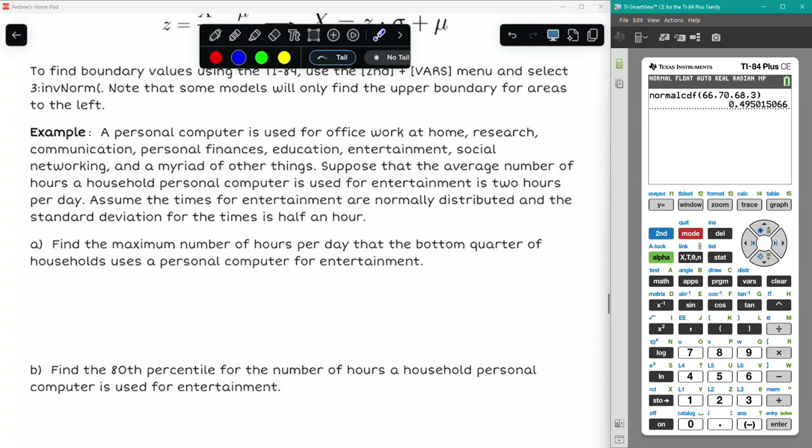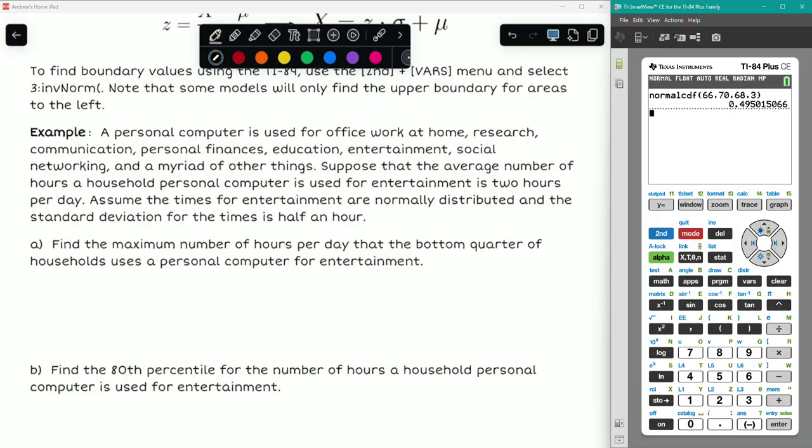So for this example, it says a personal computer is used for office work at home, research, communication, personal finances, education, entertainment, social networking, and a myriad of other things. Suppose that the average number of hours a household personal computer is used for entertainment is 2 hours per day. Assume the times for entertainment are normally distributed and the standard deviation for the times is half an hour.